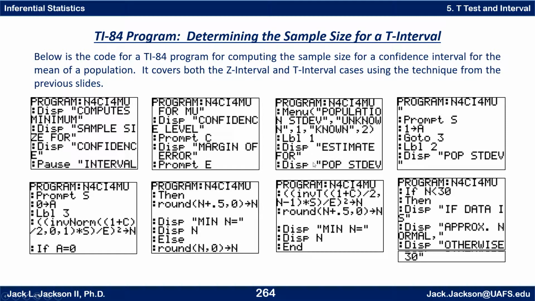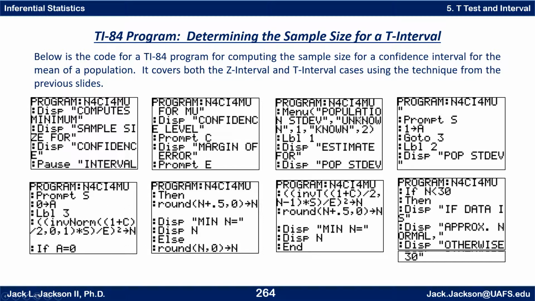For the unknown case, we have to give it an estimate for the population standard deviation, which is S. Again, that could come from some historical data, or from a pilot sample that we've done. It goes through a loop here, which takes you through that process that we just did, and it's going to ultimately return the answer.